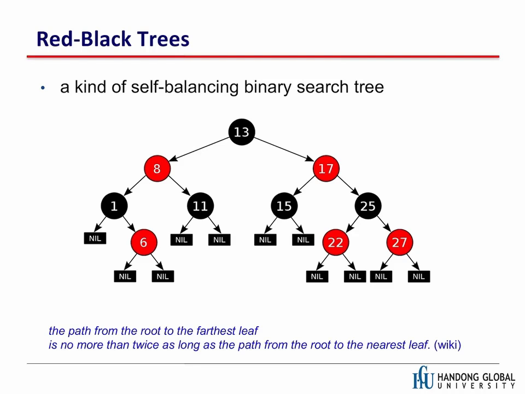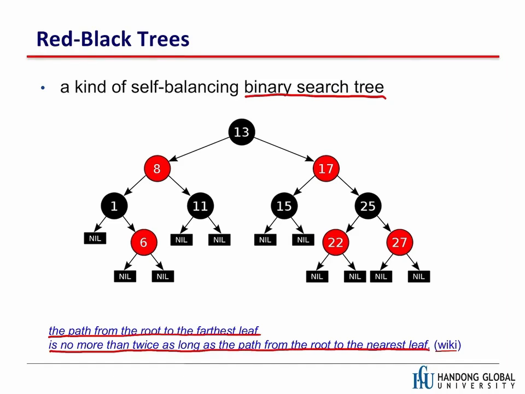These are another kind of binary search trees with balancing. The first one is red-black trees. It is a kind of self-balancing binary search tree. This is a kind of BST. By the definition from Wikipedia, the path from the root to the farthest leaf is no more than twice as long as the path from the root to the nearest leaf.